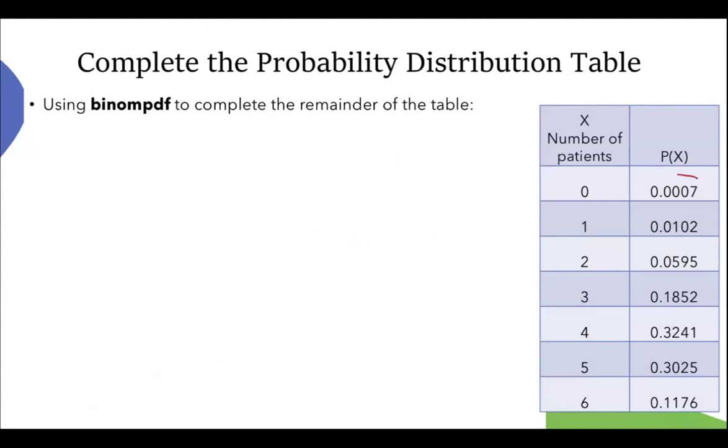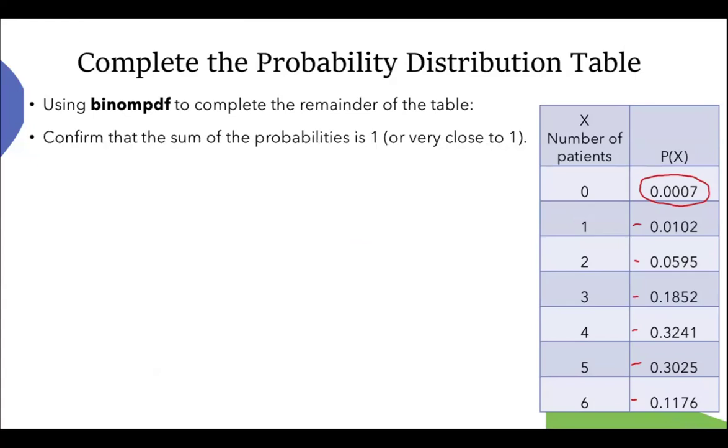So it started off with a really, really small probability, and then it went up, and it got a little bit bigger. So this is about 1%, and this is a little more than 5, or close to 6%. And then it got bigger, 18%, and then it got bigger, 32%. That was the largest of all these probabilities, because then it went down again, 30%, and then it went down again, about 11.76%. So this is our completed probability distribution table using the binomial probability formula.